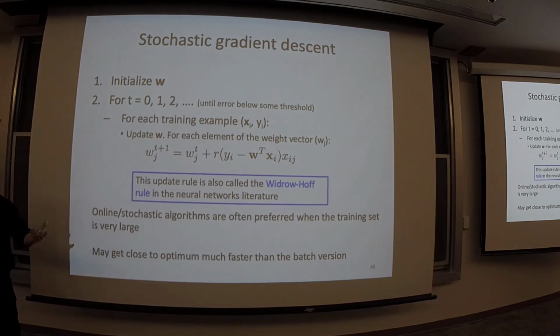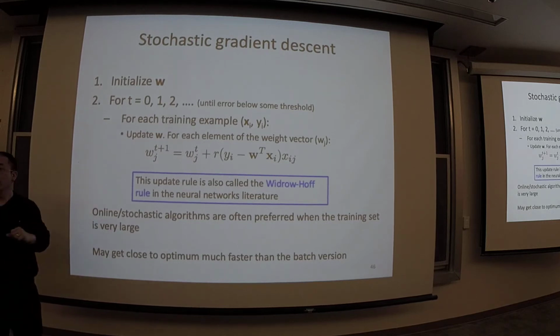Because this algorithm framework updates the model immediately upon looking at one example, it is also called an online algorithm. You can imagine you stream your training data set one by one, I receive one example, I update the model once, I receive the next example, I again update the model. So it's also called an online algorithm. When the training set is very large, people usually choose stochastic gradient descent.